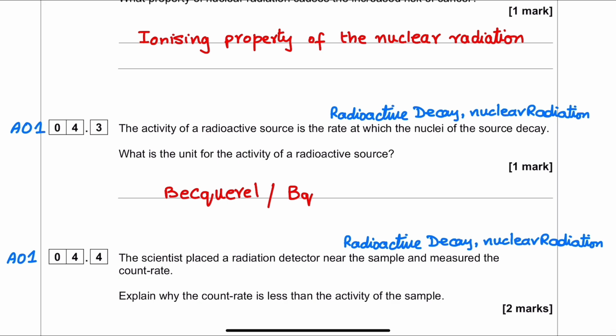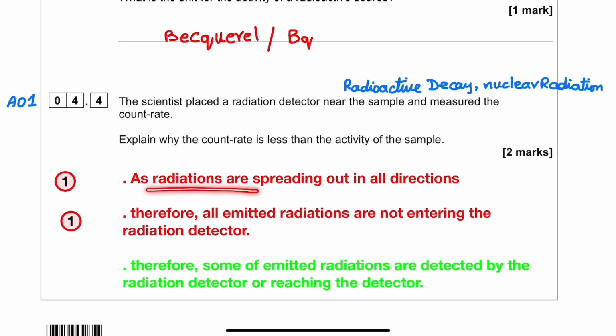Let's see the model answer. As radiations are spreading out in all directions, not all emitted radiations enter the radiation detector. As a result, only some of the emitted radiations are detected by the radiation detector. The mark distribution is already given here.